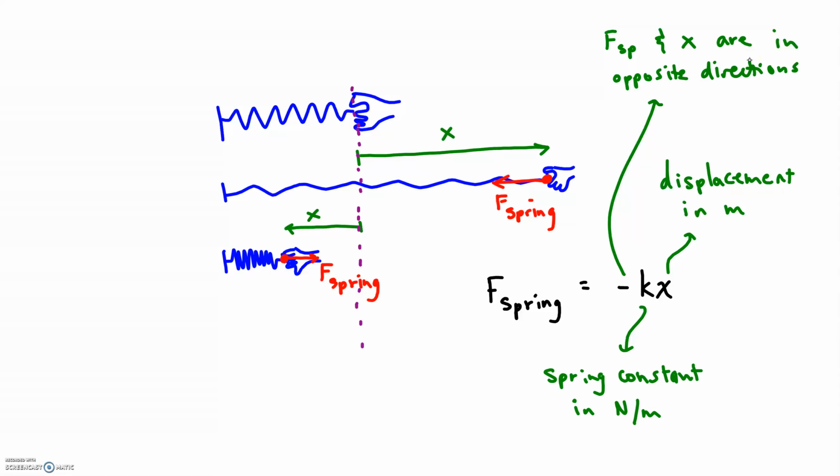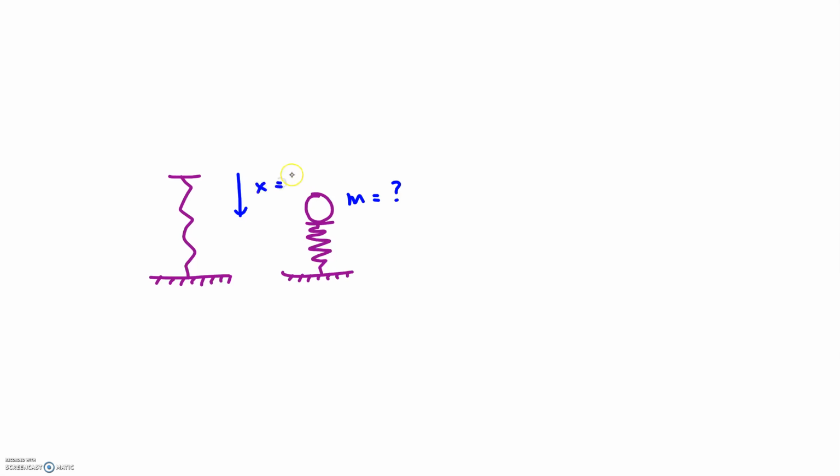So let's use Hooke's law, this equation, to solve a problem. Okay, you've got a spring sitting like this on the ground, and then you place a block on top of the spring. Maybe it's a ball. The mass of the ball is unknown, but the spring has compressed down a distance of 34 centimeters. The spring constant we know, it's 62 newtons per meter.